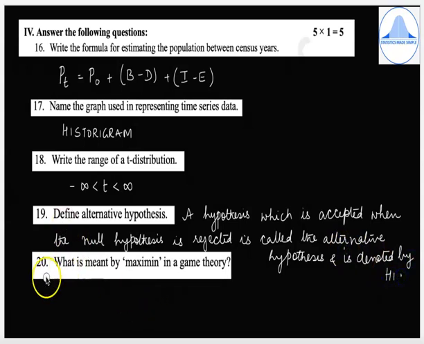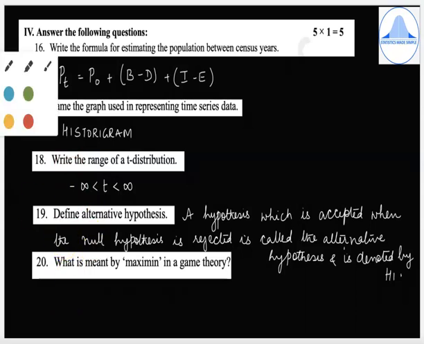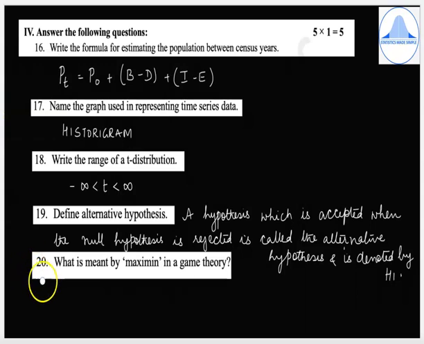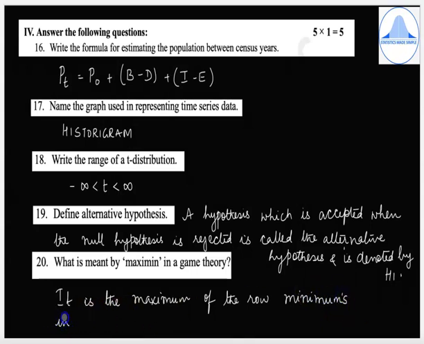20th question, what is meant by maximin in a game theory? So maximin is defined as the maximum of the row minimums. Okay, so it is the maximum of the row minimums in a payoff matrix.